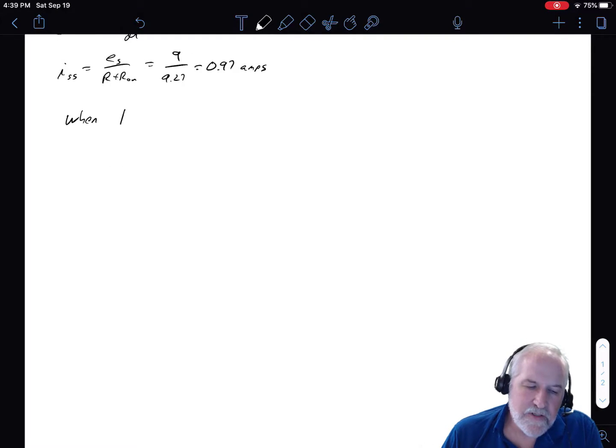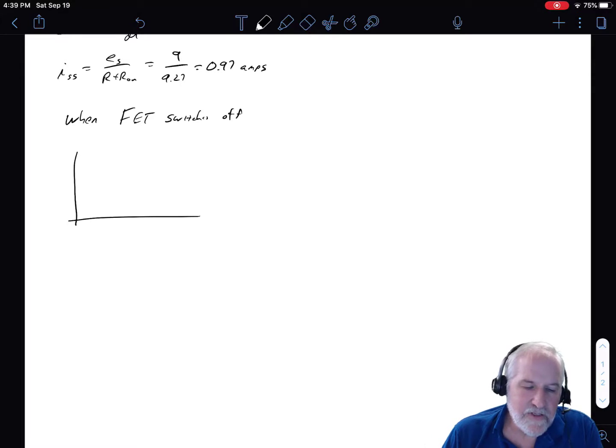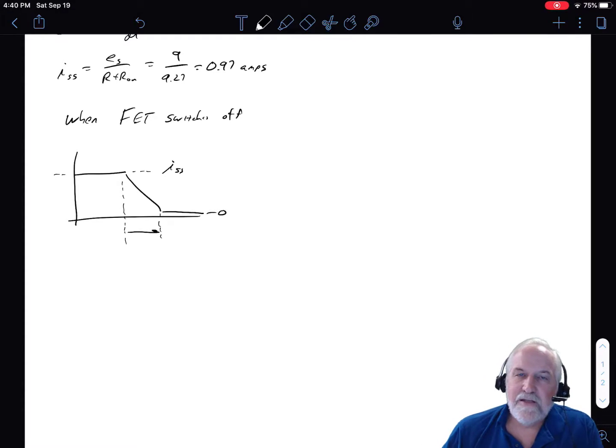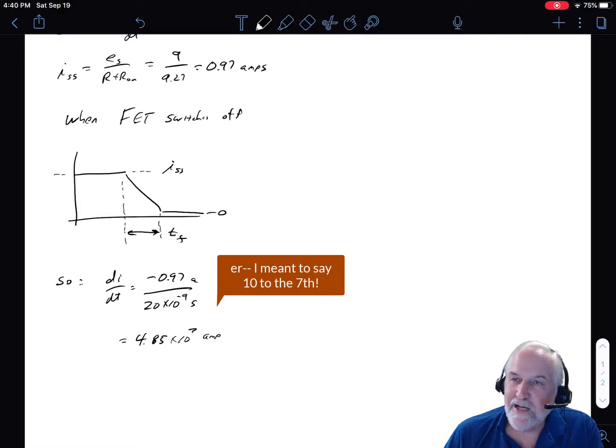But here's the part that gets interesting. When we switch the FET off, so we turned it on by turning on a 5 volt pin attached to the gate, now we set it to zero, the field is drained away from the gate, and it turns off very quickly. You can look in the data sheets, and it shows that from that steady state value to zero, it ramps down, and it may not be a perfect ramp, but the point is it does it in a very short period of time, which for this FET is 20 nanoseconds. So we can look at the slope of that curve and figure out the derivative of the current during the turning off phase. It drops by 0.97, so 0 minus 0.97 amps, in 20 times 10 to the minus ninth seconds, and that's a little under 5 times 10 to the eighth amps per second. So it's a really large, negative slope, a very large negative number.